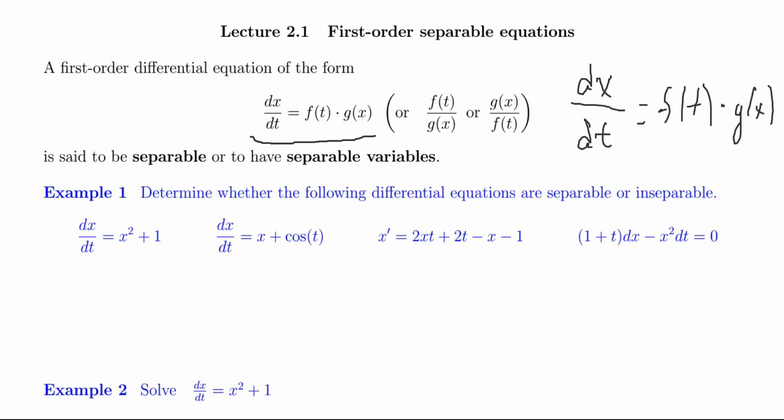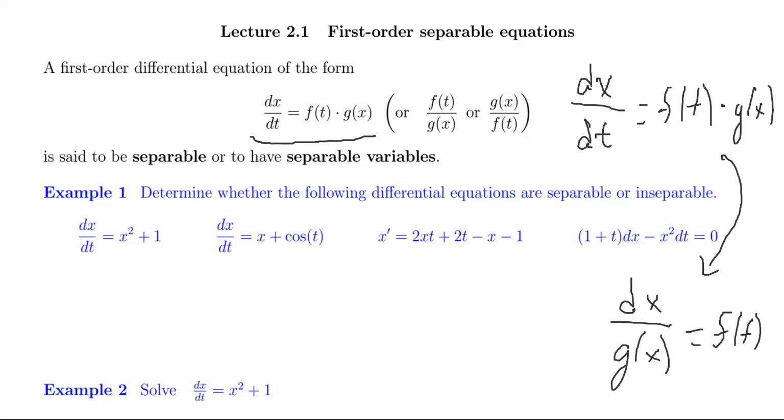When we do that, we are allowed to separate the dx and the dt. So we can treat this as dx divided by dt when we think of dx and dt as differentials. If we do that, then we multiply by dt on both sides, and if we divide by g(x) on both sides, this equation can be rewritten as dx over g(x) is equal to f(t) dt.